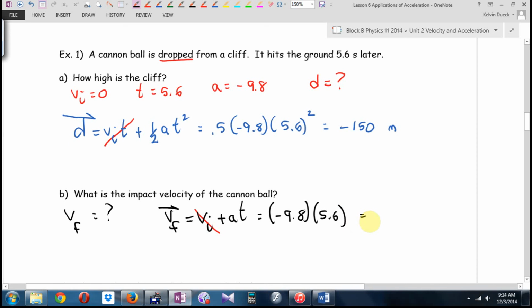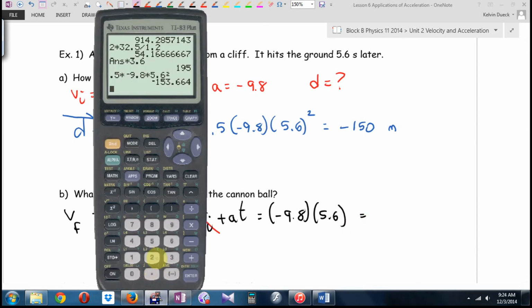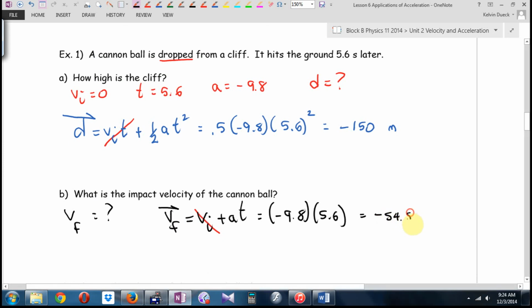How fast is it going at impact? And I get negative 54.88. Or if I go to 2 sig figs, I would round that to negative 55 meters per second. What's the negative telling me? Down. By the way, don't say negative 55 meters per second down, because negative down is technically up. Either say the word down without a negative, or it's easier just to put a negative there, and it's less writing.